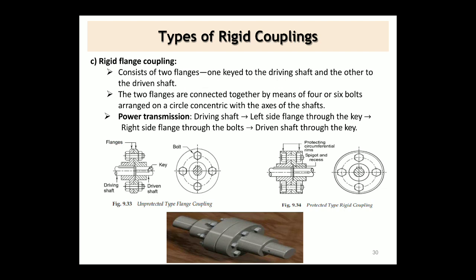Another type is the rigid flange coupling. Now, the rigid flange coupling consists of two flanges. One is keyed to the driving shaft and the other to the driven shaft. The two flanges are connected together by means of 4 or 6 bolts arranged on a circle concentric with the axis of the shaft.